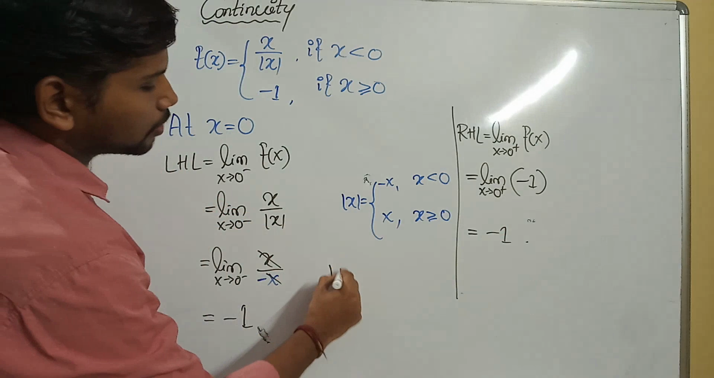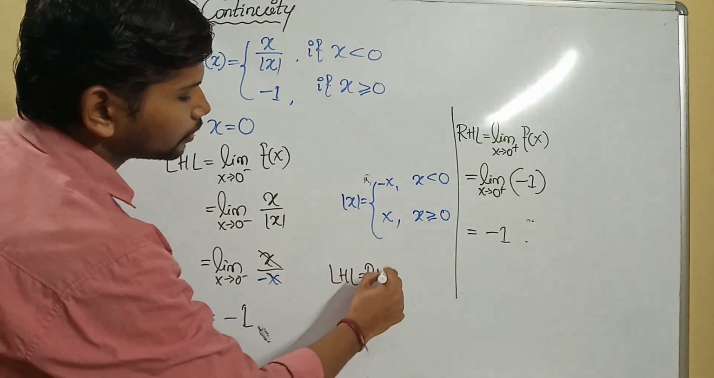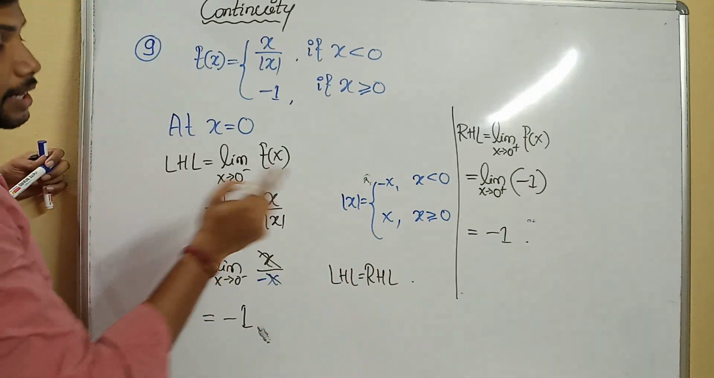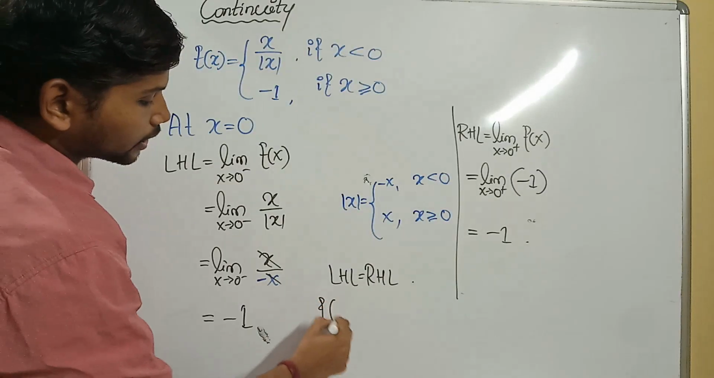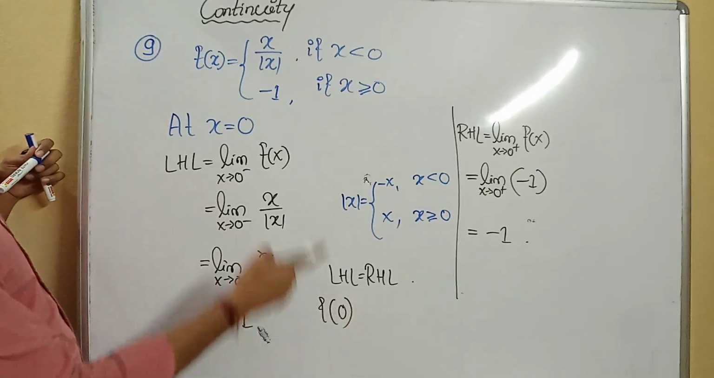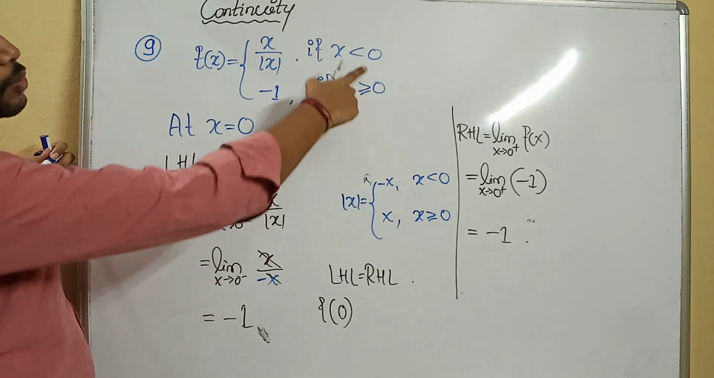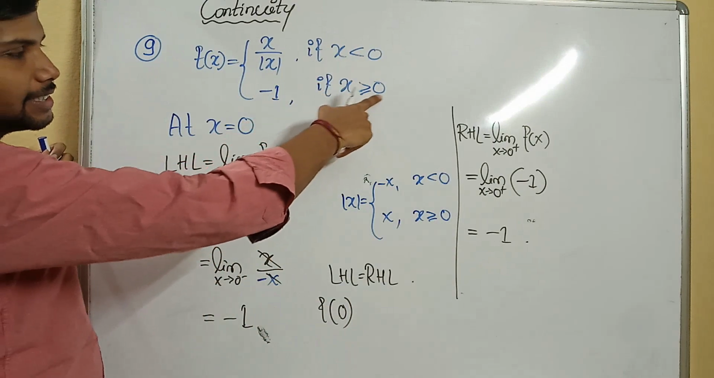Whether LHL is same as RHL? Yes. LHL is same as RHL, and at that particular point I need to check what is f of 0 now. What is f of 0? It means x equal to 0. Equal to 0 means first function or second function? Yes, it is the second function.